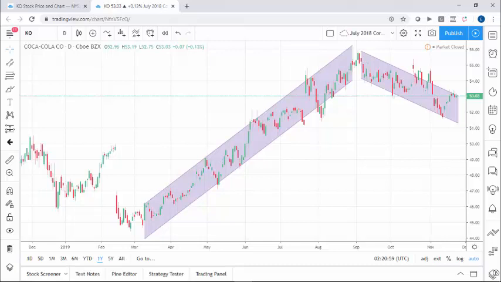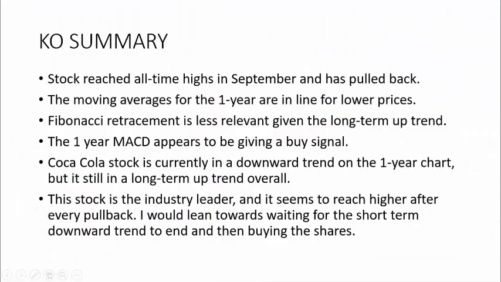I would advise waiting until we get a little higher to see if this is truly going to be a breakout from this downward trend or if we're going to go a little bit lower. So overall, the stock reached all-time highs in September and has pulled back since then.